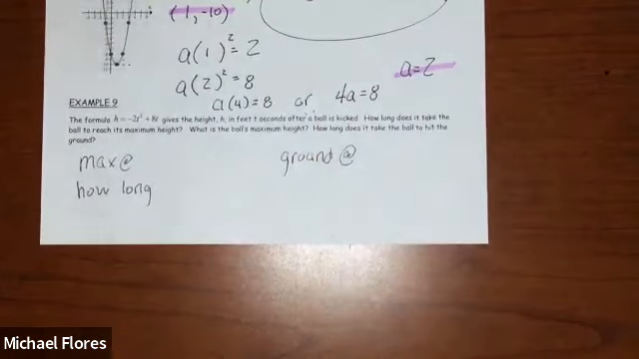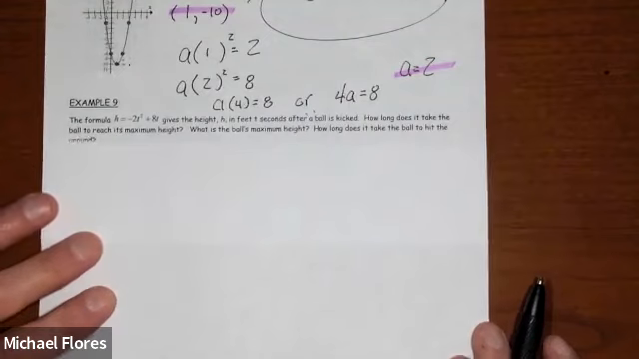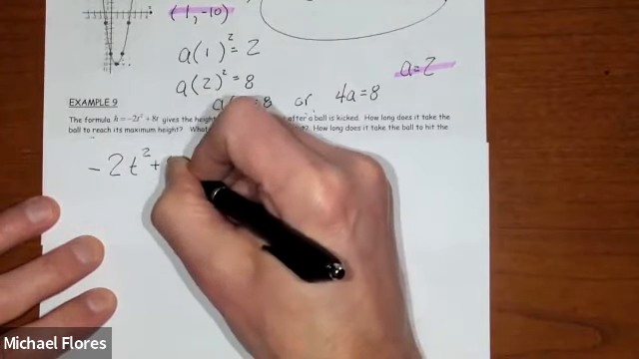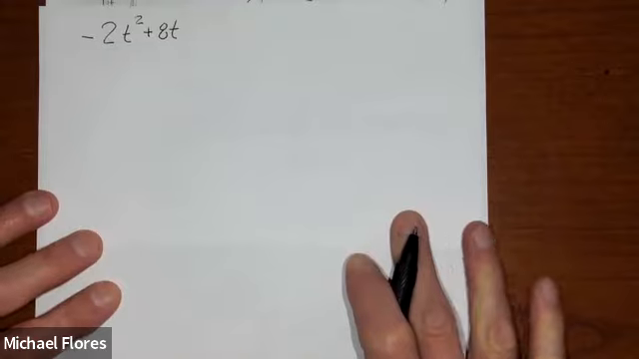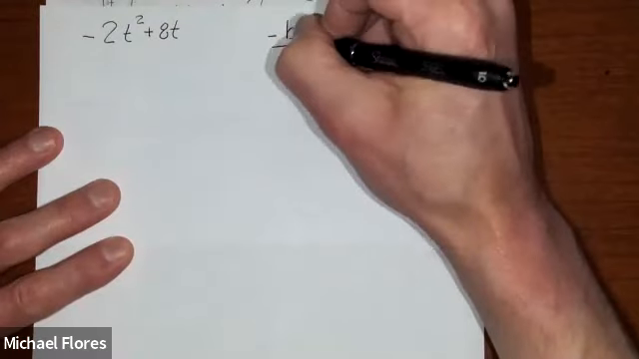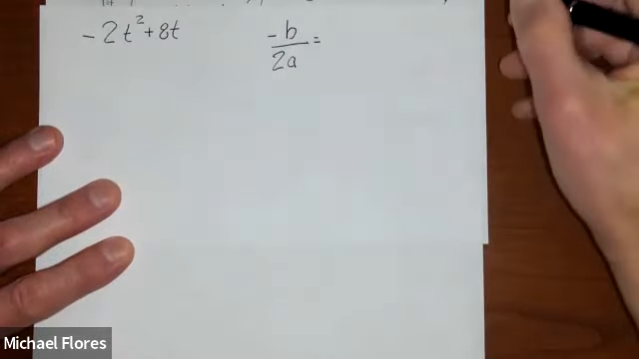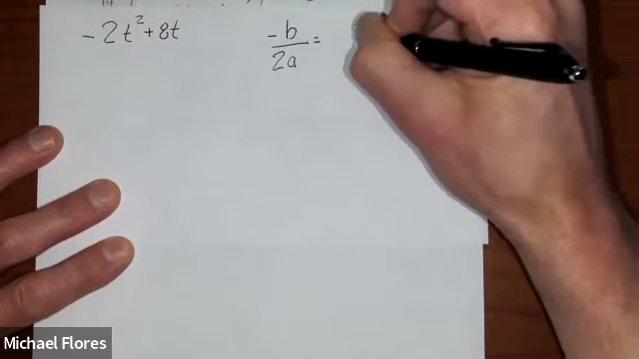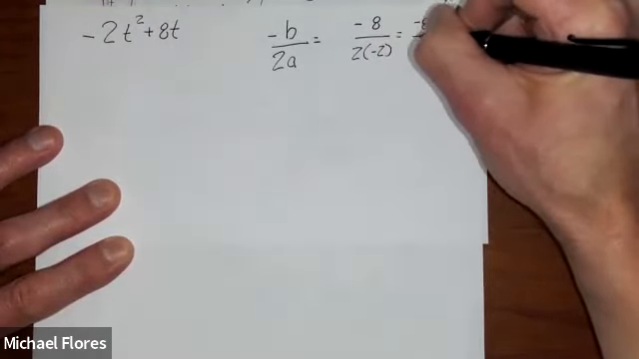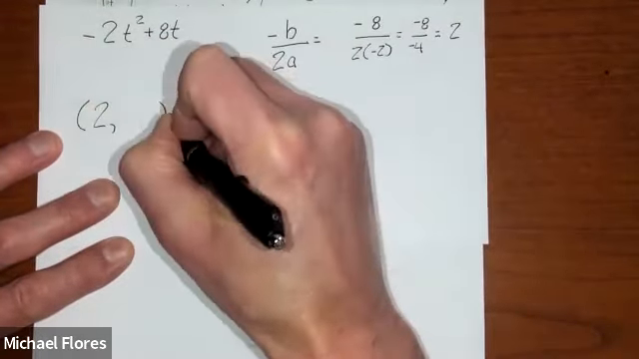Okay, here's how we're figuring it out. How about we start with how long does it take the ball to reach its maximum height? I'm going to write down the function, -2t squared plus 8t. Well, we need to determine the vertex. So that formula, once again, when written in standard form, is -b over 2a. B here is 8 and a is -2. So -b over 2 times a. Two. So we have a vertex at 2 comma something.